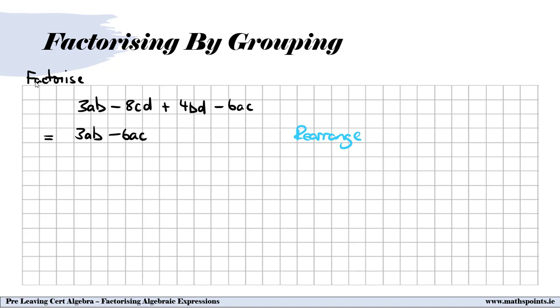But what's really important here is to have a look at the two factors that we've written down already and to have a look at the leading number. Because 3 is smaller than 6, it's important that when I rearrange the next two terms I have the smaller number first. So I'm going to have 4bd before I put down the 8cd. If we don't do it like this, then our brackets won't be exactly the same.